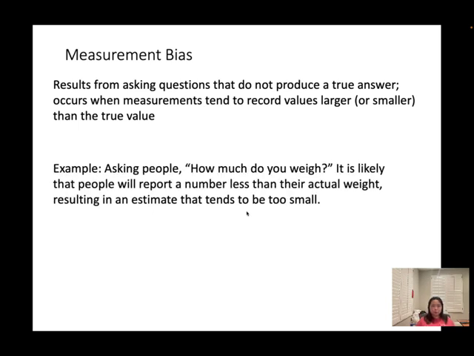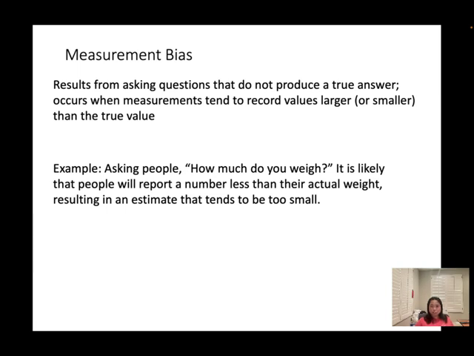For example, asking people, how much do you weigh? It is likely that people will report a number less than their actual weight, resulting in an estimate that tends to be too small. It's really common, right? When you ask me, hey, how much do you weigh? I will tell you guys I may only have 100 pounds, right? Because I don't want to let you guys know I'm that heavy or I'm fat, okay? So this is called the measurement bias.